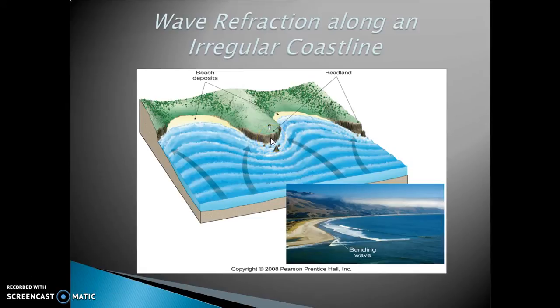And the combination of the two processes means that over time, as the headlands retreat and the beaches build up, eventually we will end up with a straight coastline. We call this process coastal straightening.